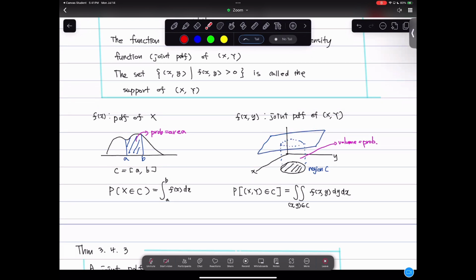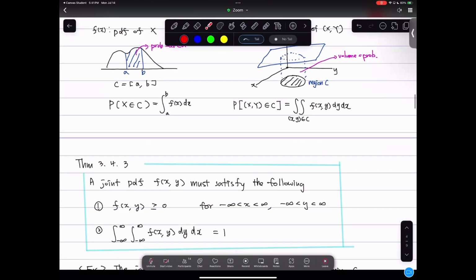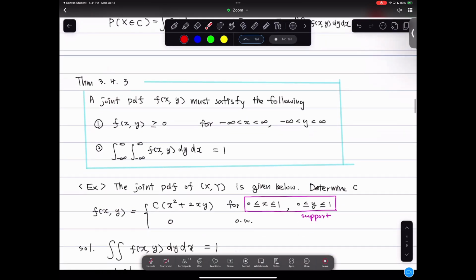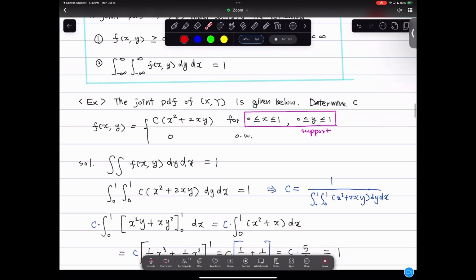Over a particular region of x and y, we can imagine the volume under that joint PDF function. The volume equals the probability, so you have to do a double integration to get your actual probability. The joint PDF is a non-negative function, and the entire volume under that function over the support should be 1. So that's what we talked about, finding a constant.